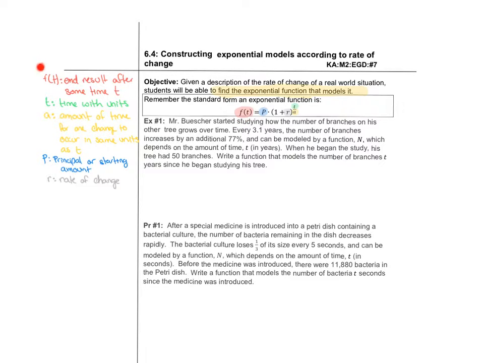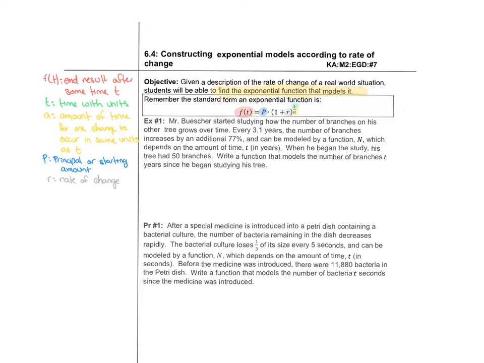So we have our f of t, which I wrote over in the red, is the end result after some time t. So that's kind of like our final amount of whatever it is. And p represents our principal amount or our starting amount. And so it's kind of like the amount that's there at the start of it. So, before any new time has passed.